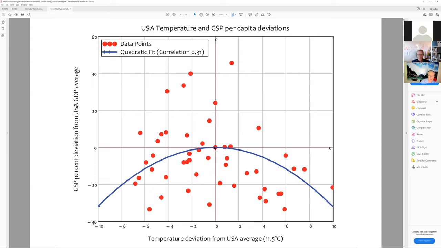Now, if you go from this state to that state physically, what they're telling you, that's like time travel. That's like hopping in a time machine and going forward to a world which is 10 degrees warmer than where we are now.